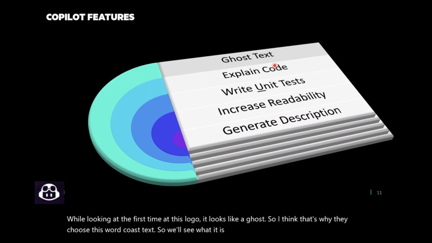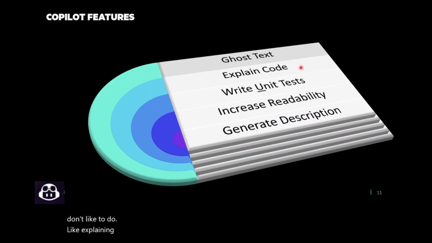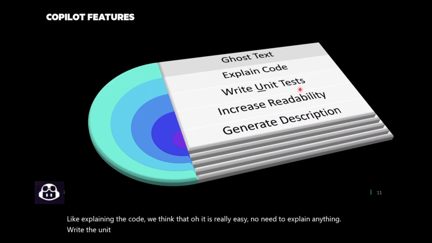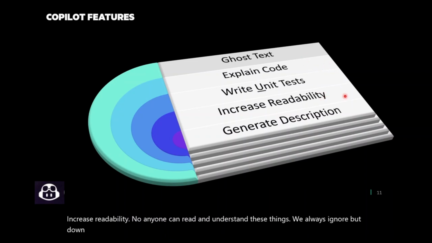And as we said, all the things which we don't like to do, like explaining the code, we think, oh, it is really easy, no need to explain anything. Write the unit test case, not required. Increase readability, no, anyone can read and understand. These things we always ignore, but down the line we have seen how valuable these things are.